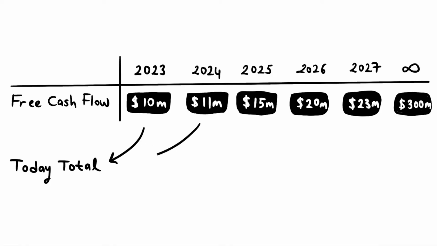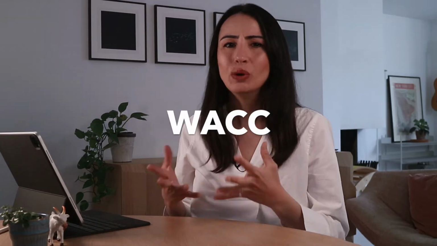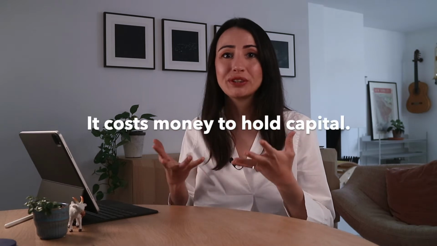Discounted cash flow, or DCF analysis, is where an analyst forecasts your business's future cash flow and discounts it back to today using a rate called weighted average cost of capital, or WACC. What's WACC? You fund your company's operations by taking on debt and generating equity. You will think that that money is for free. No, it costs money to hold capital, and that cost is called WACC.